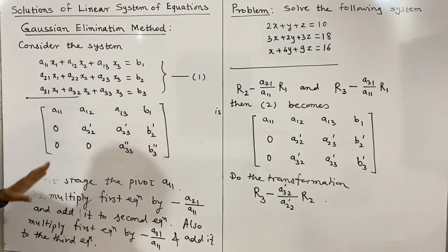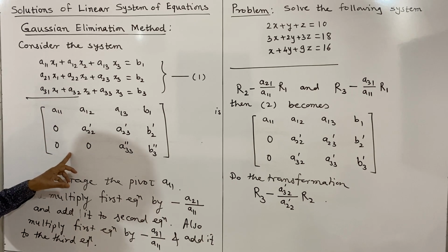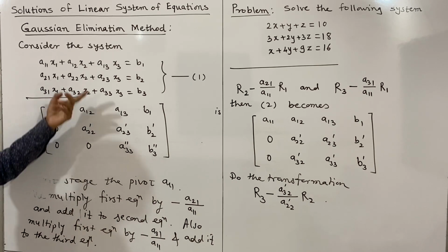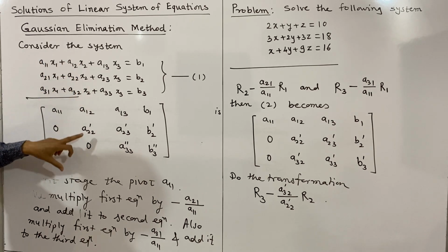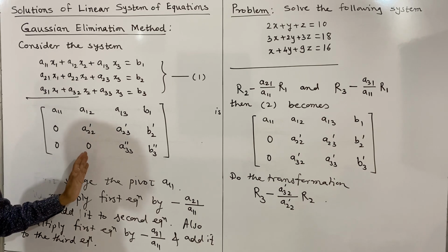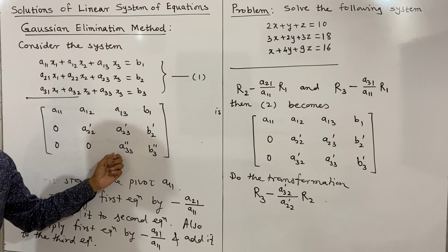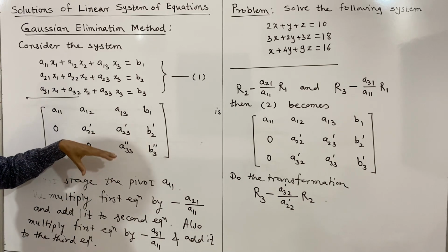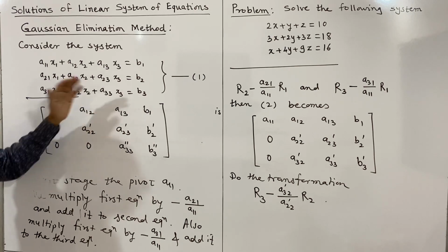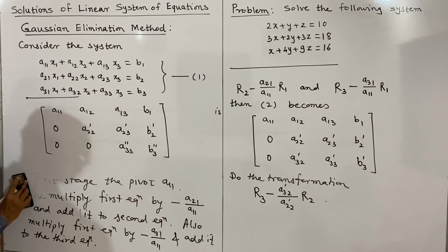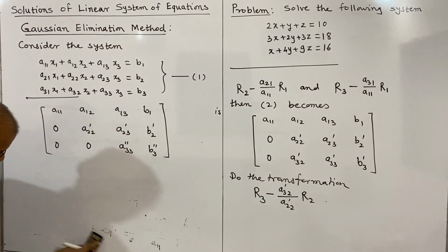So thus we have converted the augmented matrix into an upper triangular matrix. Now the system can be written in this equivalent form, and then the equations can be solved by back substitution. Means the last equation gives the value of z or x3, and then using that value we get x2, and using that x2 and x3 we get the value of x1. So this method is known as Gauss Elimination Method.